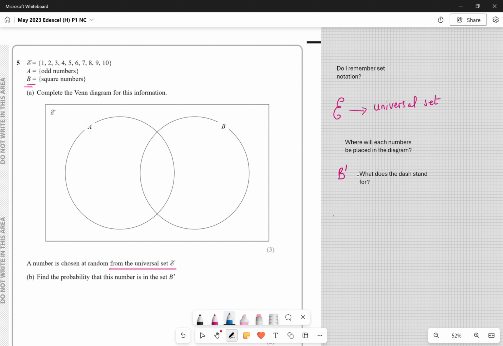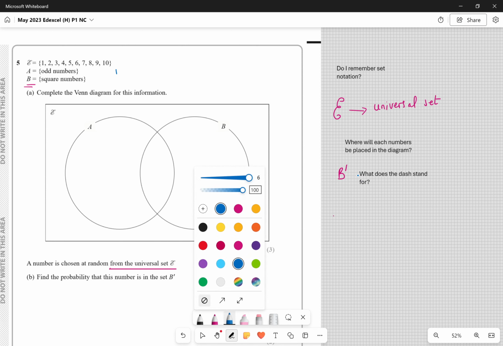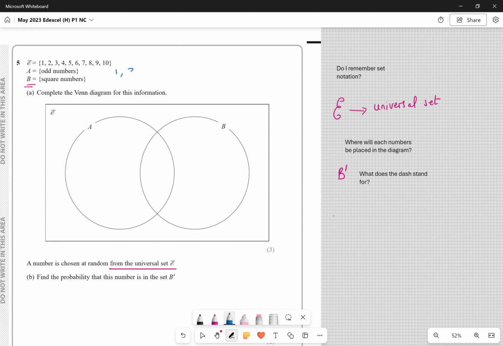Okay, so you're back, and let's have a look at these numbers here. We have the set A, which is odd numbers. So out of the universal set, which ones are odd numbers? We have 1, 3, 5, 7, and 9. And the set B is square numbers. So which are the square numbers from that universal set?